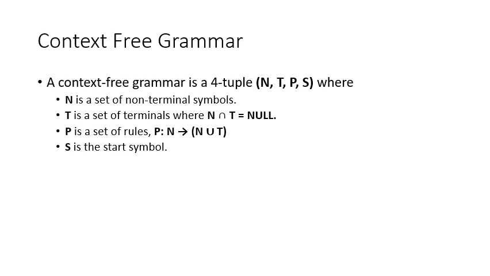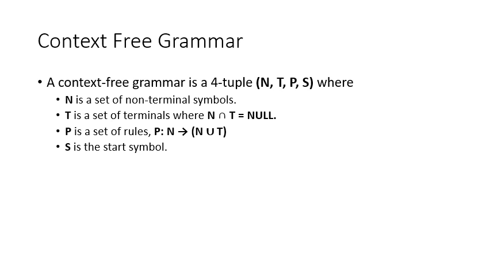Now, for any programming language, usually the grammar is represented in the form of a context-free grammar. A context-free grammar is a type of grammar whose definition is something like this: it is a 4-tuple, meaning 4 sets, N, T, P, S. Each of these has a meaning.